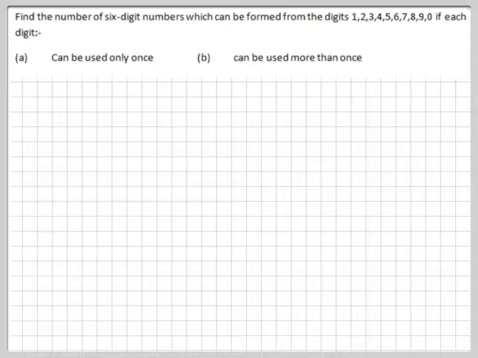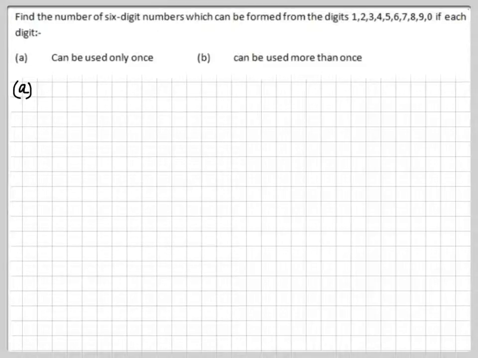We're going to find the number of 6-digit numbers which can be formed from the digits 1, 2, 3, 4, 5, 6, 7, 8, 9, 0 if each digit A can be used only once and B can be used more than once. Well, how fascinating is this? So I think we better have a go at A first.